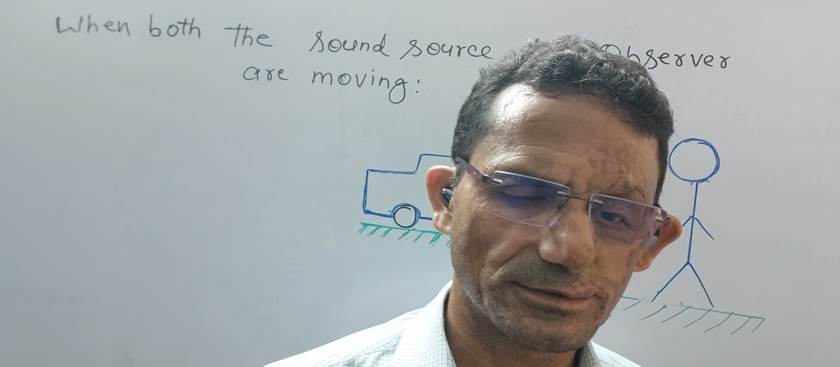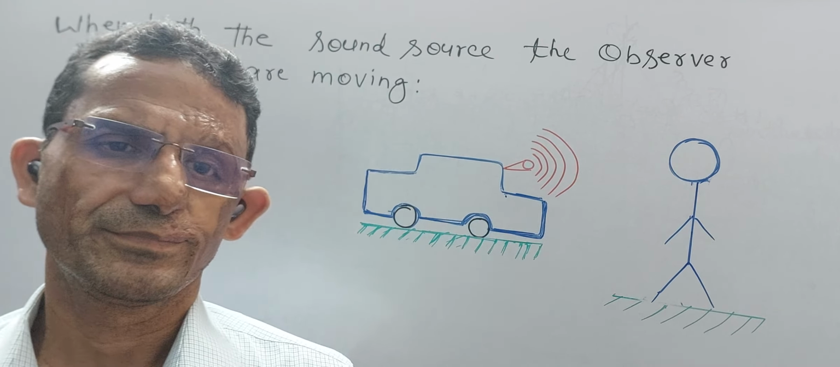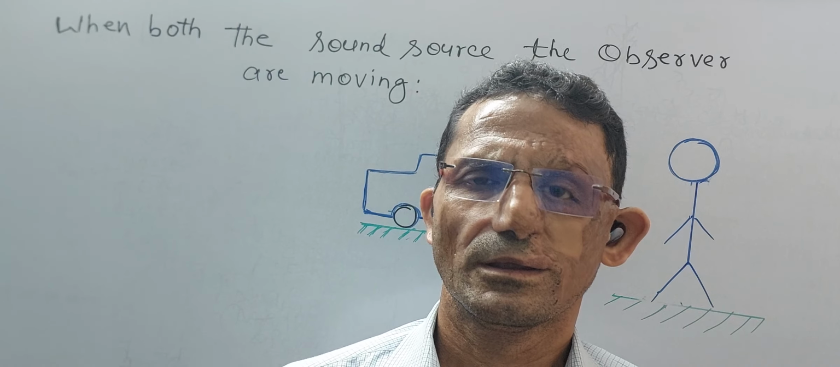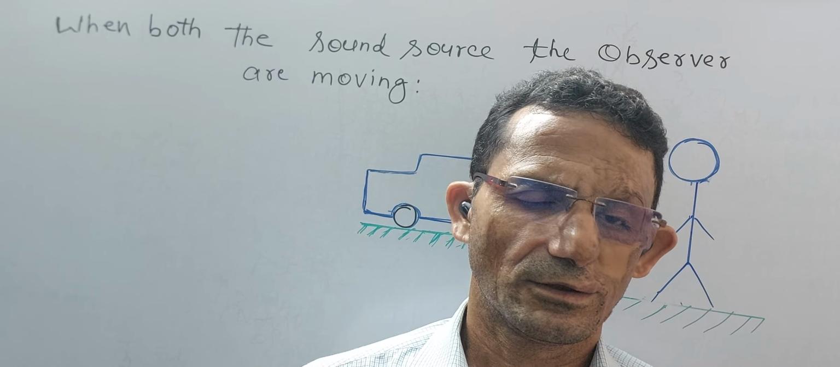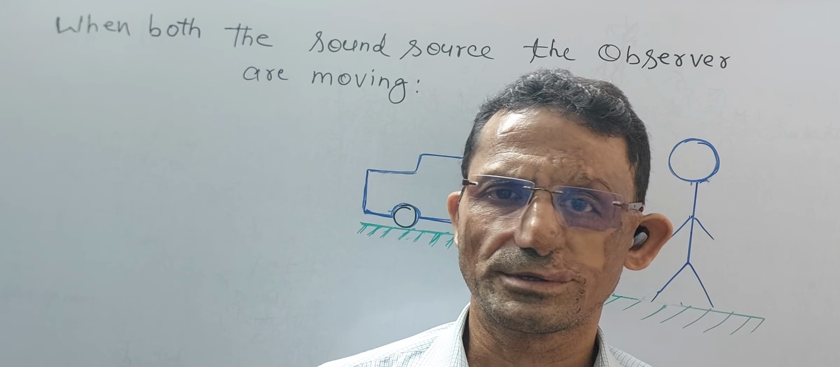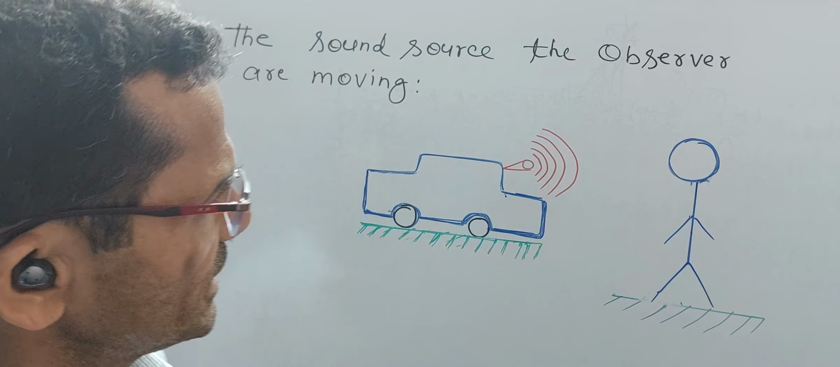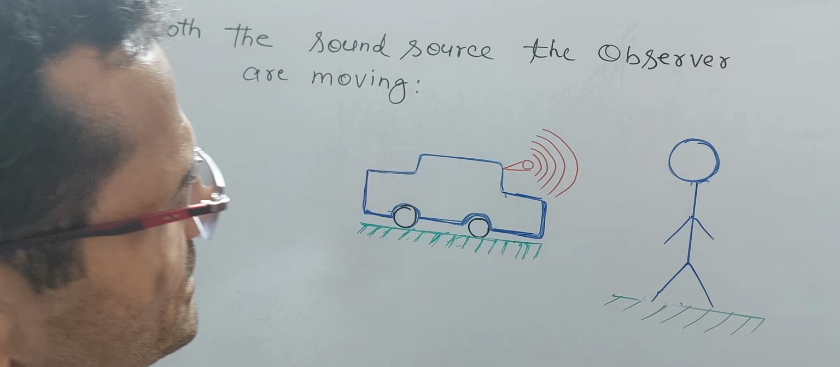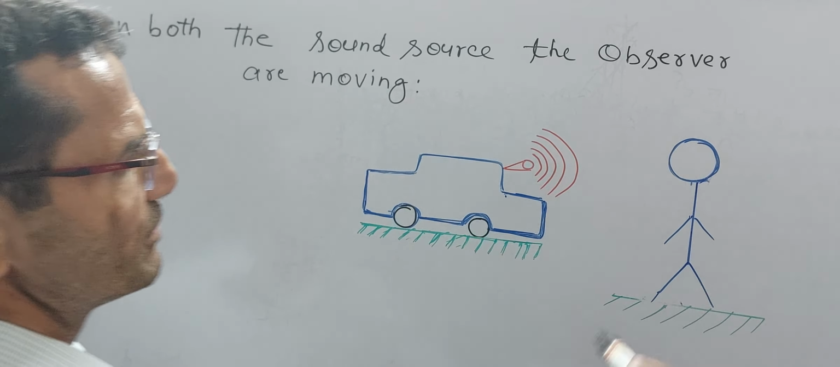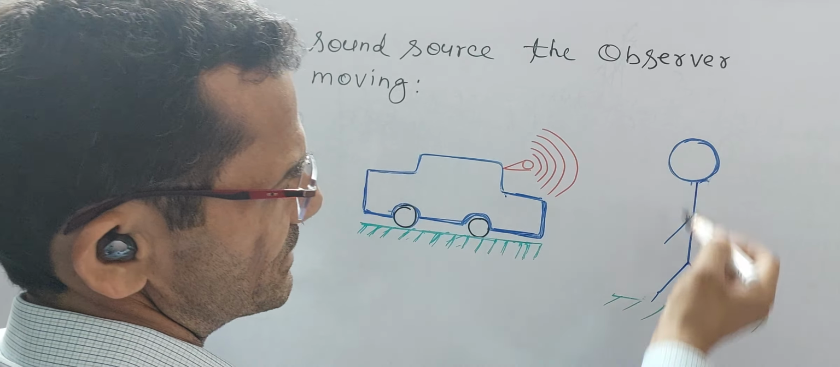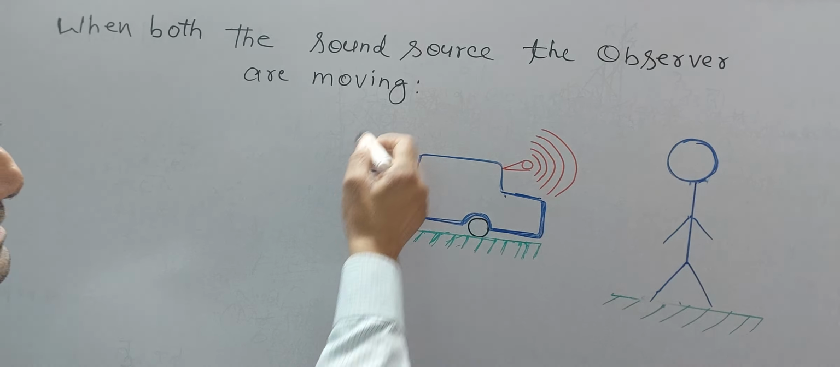Now, dear students, we will discuss Doppler's effect when both the sound source and the observer are moving. So this is the case. Let us suppose the observer is moving away. This is our observer, and this is our sound source.